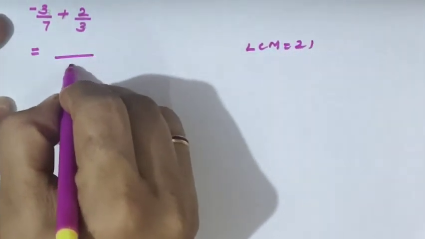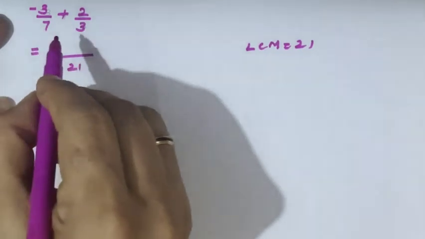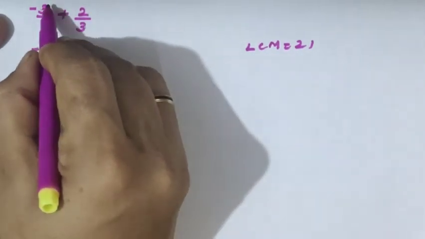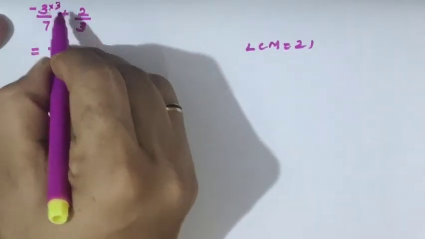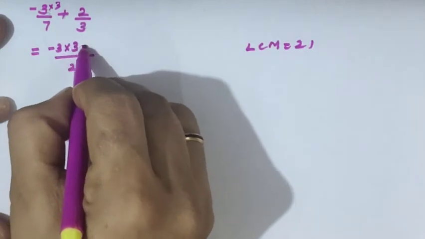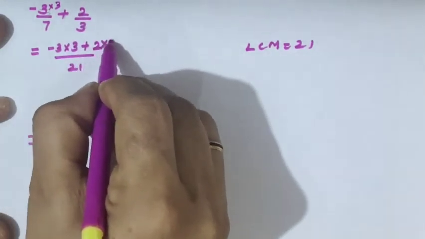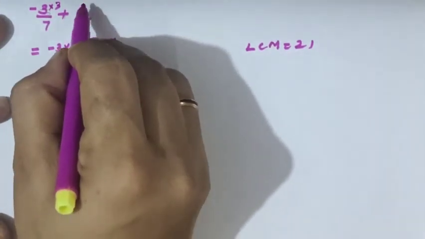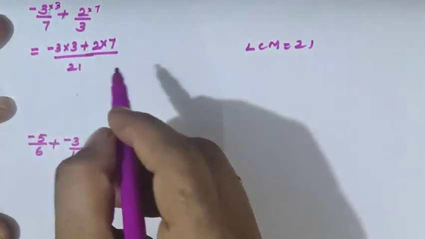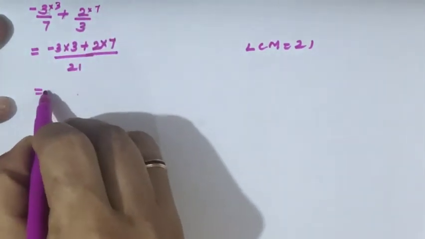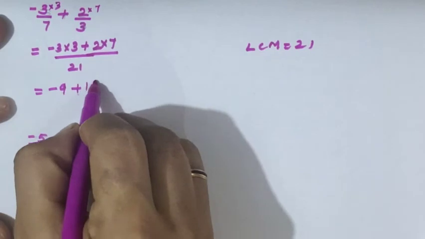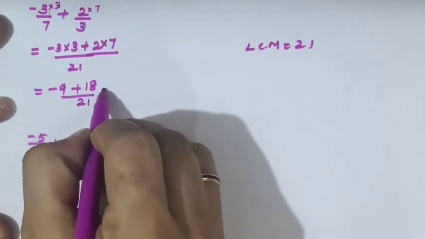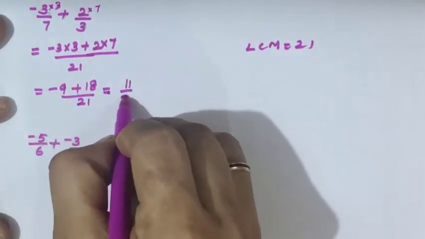So I'll write here 21. That means 7 is already there, so minus 3 to be multiplied with the 3 here. So minus 3 into 3 plus 2 into 7. Why 7? 2 should be multiplied with the 7 here. So what is the answer here? Minus 9 plus 18 divided by 21. That means 11 by 21.